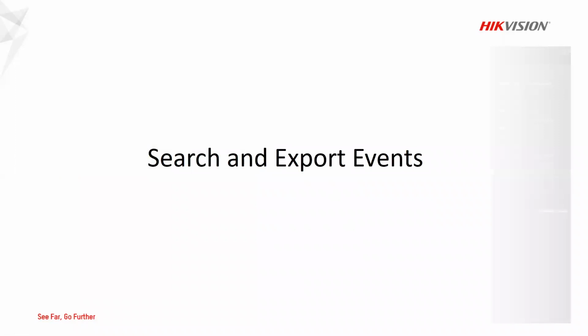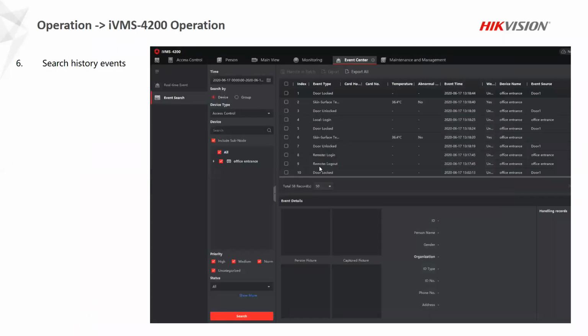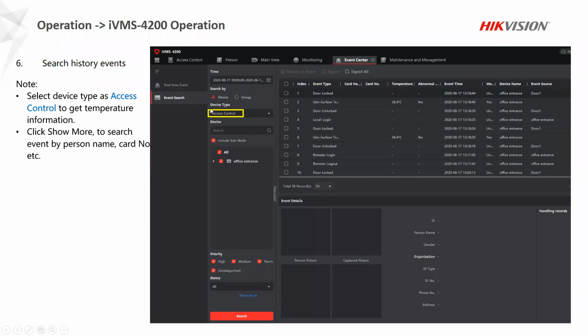And how to search and export events, you will find it in the event center. So in the event center, you can go to the event search. To search out all the temperature related events, you need to choose the device type as access control, because by default it's all types. But if you want to search specifically for the temperature related events, you must select access control to get the temperature information.